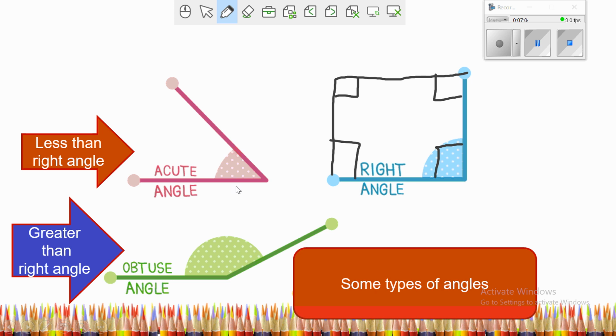So when I want to see the difference between acute and obtuse, I compare them to the right. Mr. or Mrs. Right is the bus. The acute angle is less than the right. The obtuse angle is greater than the right. So again, the acute angle is less than the right, and the obtuse angle is greater than the right.